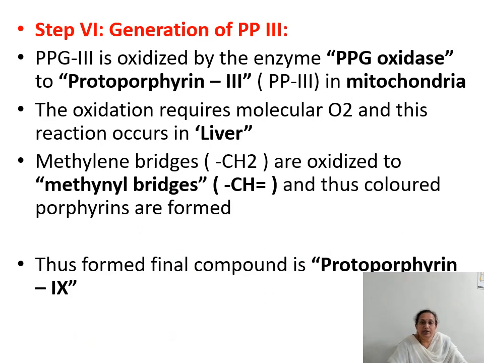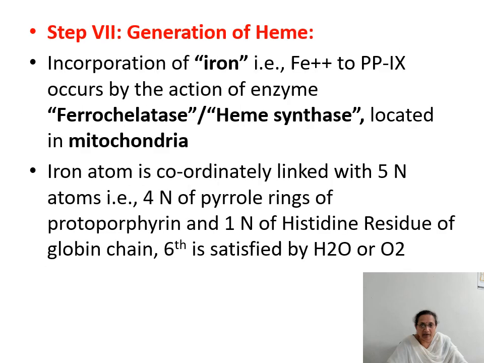Right. Now generation of PP9. PPG3 is oxidized by the enzyme PPG oxidase to protoporphyrin 9, again in mitochondria. This oxidation requires molecular oxygen, and this reaction occurs in the liver. The methylene bridges are oxidized to methenyl bridges. Thus we are going to get the colored products. Thus the final compound formed is protoporphyrin 9.